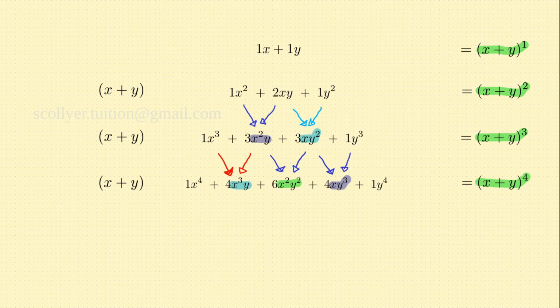And now it's clear how we generate the coefficient of any term in any line. If we want the coefficient 6, we add the 3 from here and the 3 from here, i.e. from the two terms in the previous line to the left and to the right. If we want the coefficient 4, we add the 3 and the 1 from the terms to the left and the right in the previous line.